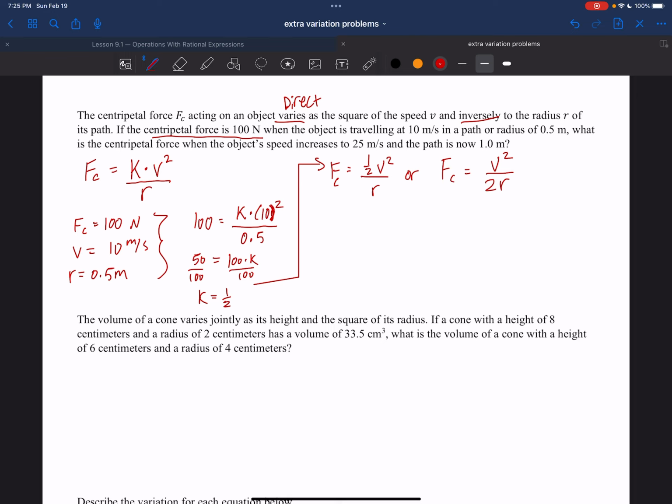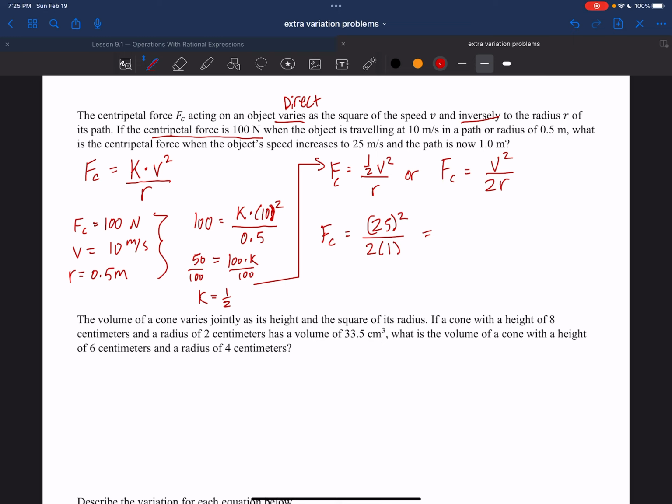And now it asks us to find the centripetal force when the object speed is that, and the path is this. So what is Fc when v squared is 25 squared divided by 2 times r is 1? Really? 1 meter? And I'm checking my units to make sure it's not like 1 centimeter or 1 kilometer. Be careful of that.